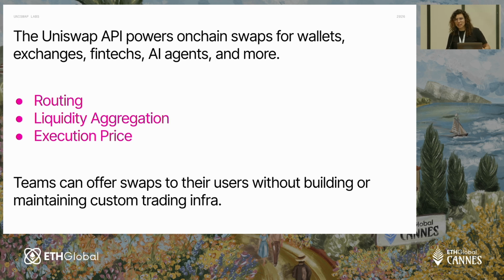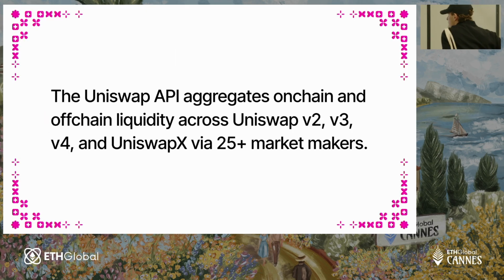So that's what the Uniswap API solves, which is basically an API that powers all of these on-chain swaps for all of the possibilities throughout routing, liquidity aggregation, and execution price. So again, you can focus on building your product or application without focusing on this infra.